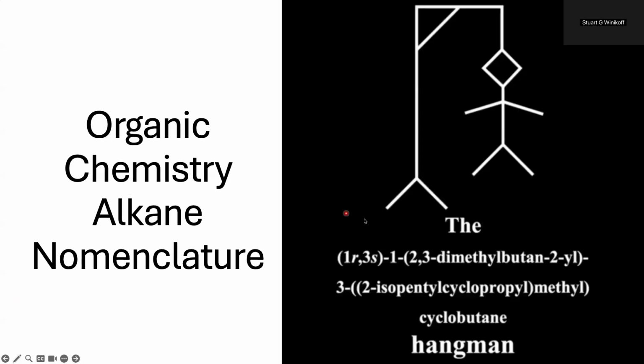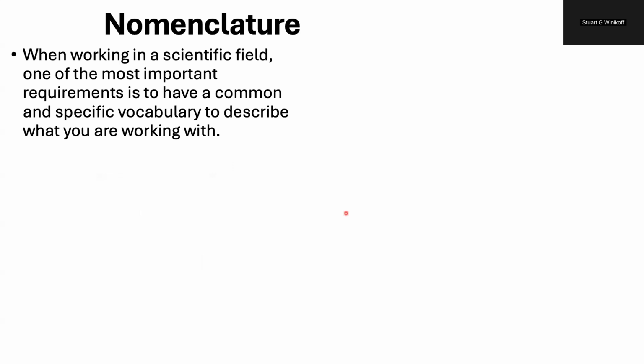Hello, everyone. Today we're going to be diving into the first of our lectures on nomenclature, or more or less how we're going to name organic compounds. So today we're going to go ahead and start off by looking at alkanes. But the first major question we should have is, what the heck is nomenclature?